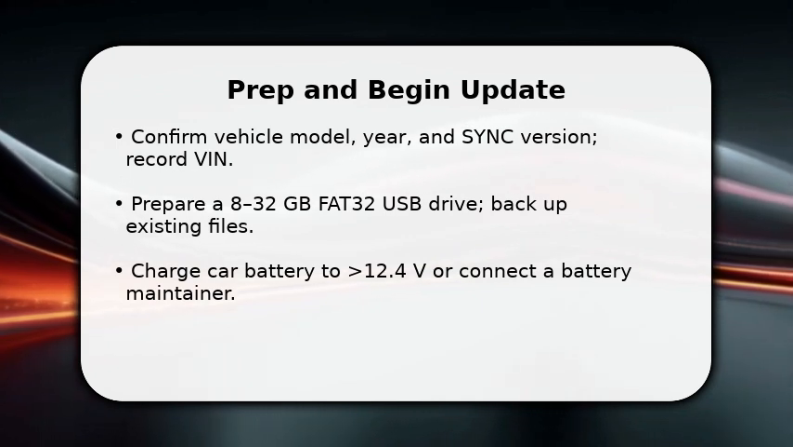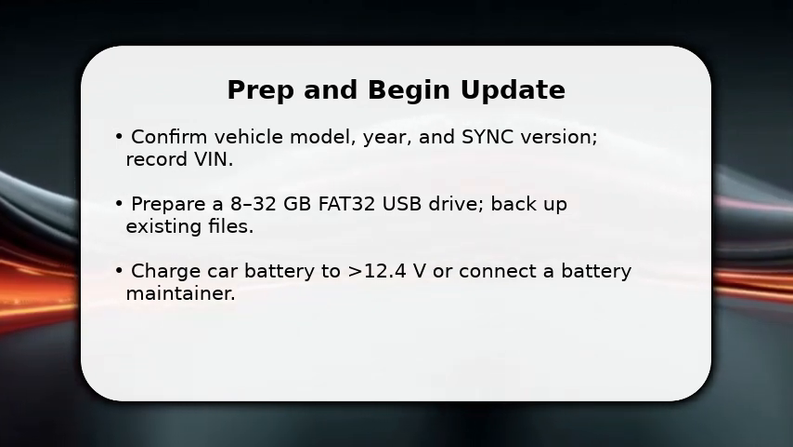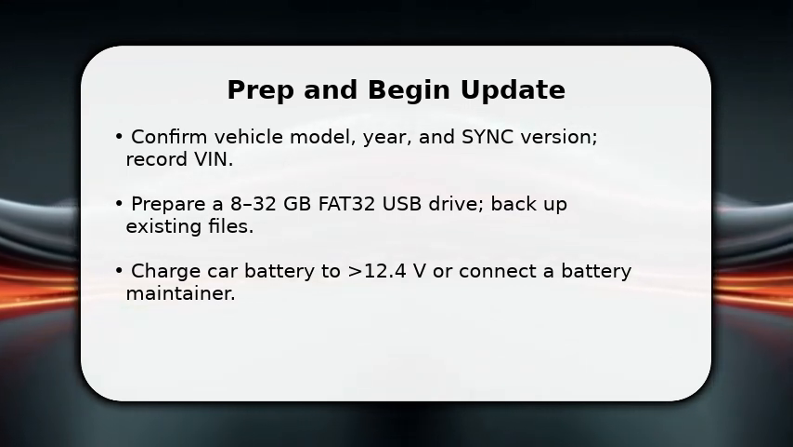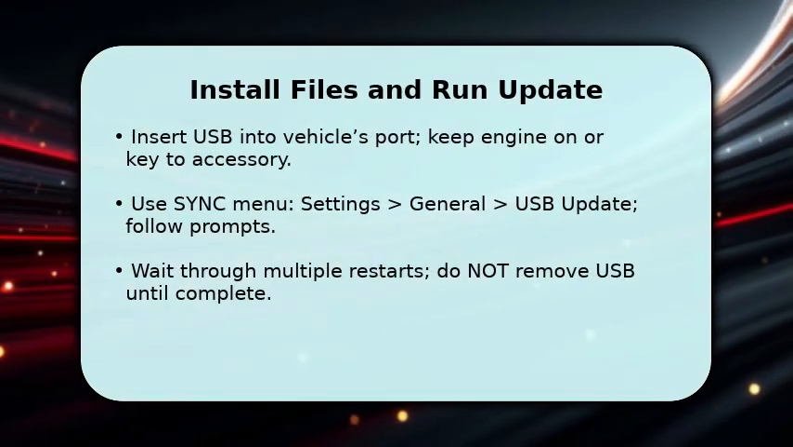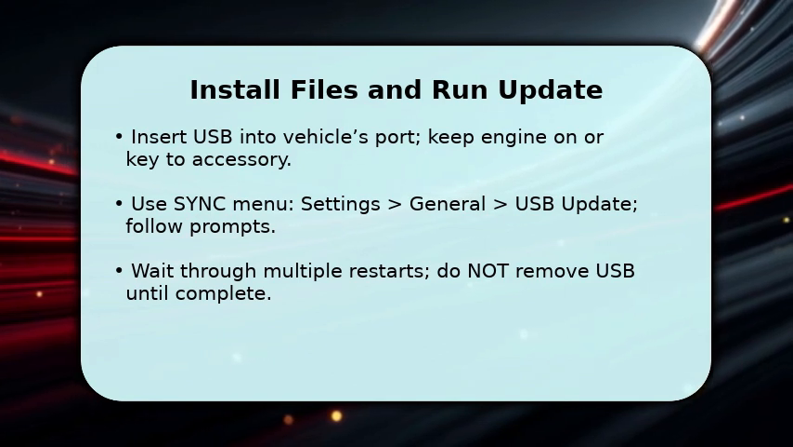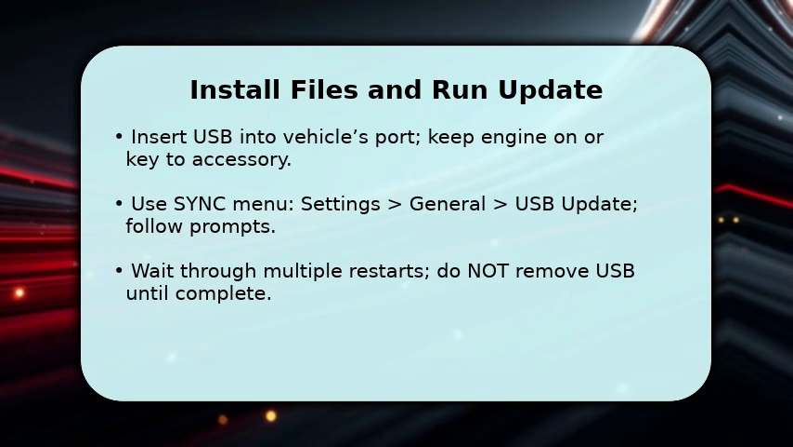Make sure the vehicle battery is charged above 4 volts or attach a maintainer, and park with the engine running if instructed by the update notes. You insert the prepared USB into the vehicle and navigate to Sync settings, then General, then USB Update. This triggers the onboard installer and verifies file integrity.